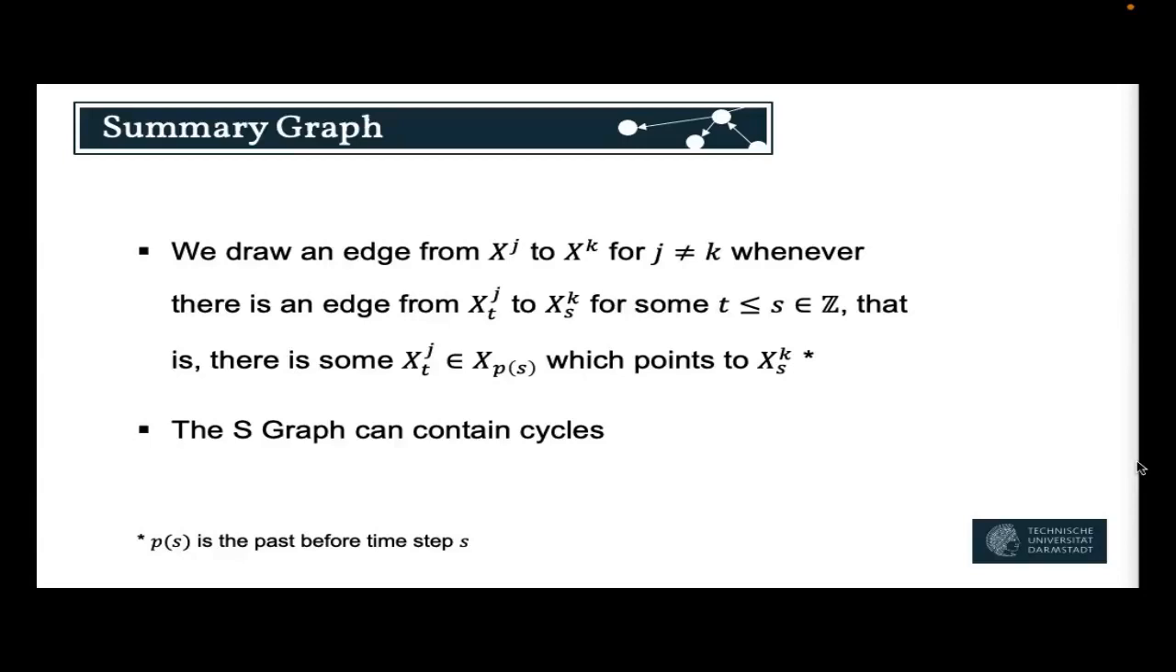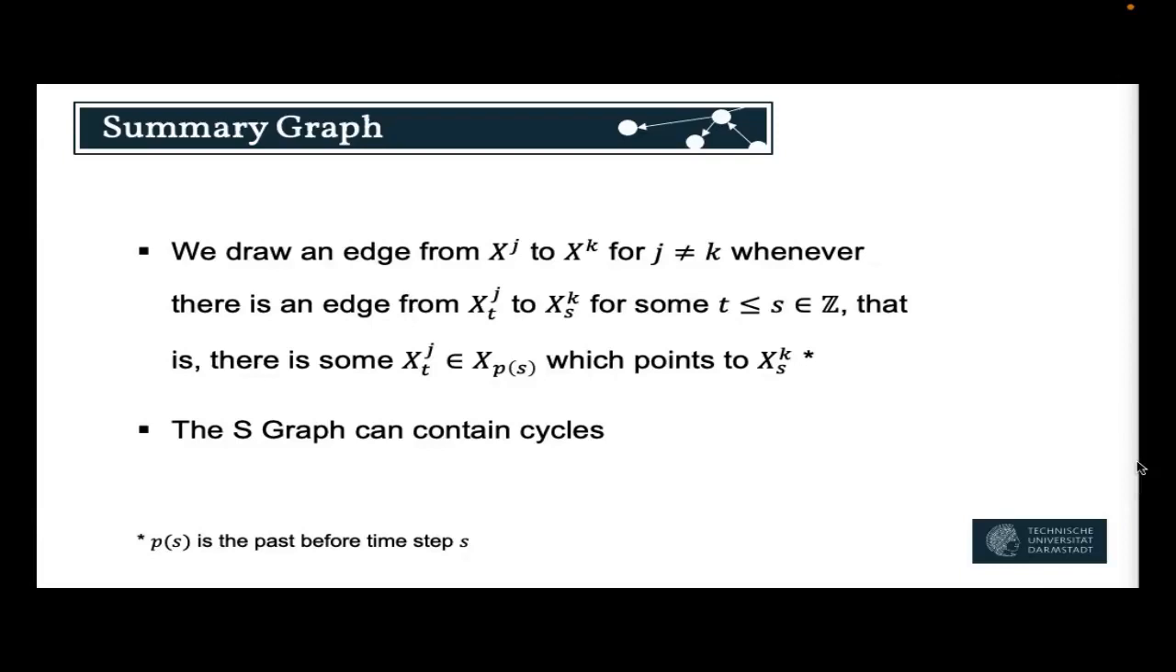So we draw an edge from some variable j to k, whenever j is unequal to k, of course, if there's really just any edge from the past pointing to that variable. That's the only condition, right? Like the effects could have stopped, but as long as something influenced that variable, we have to draw an arrow. At least that's how we define it here, to keep these causal semantics. To put it differently, if we define this PS to be the past, then there's just one variable in the past which influenced our current variable we're looking at. And this thing then we call the S-graph, the summary graph.